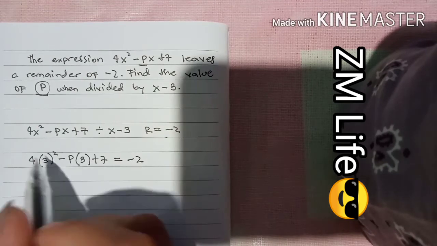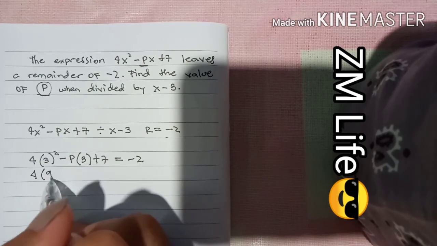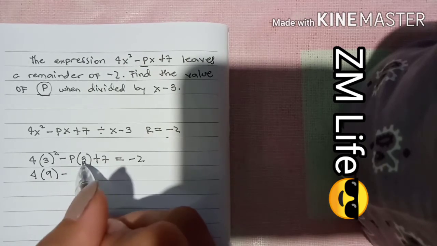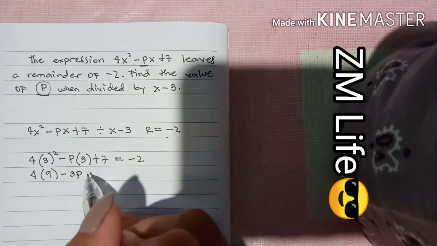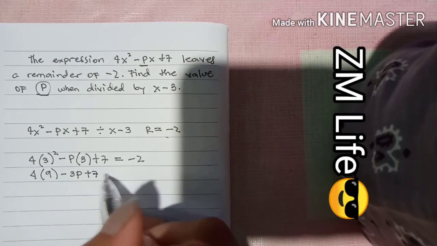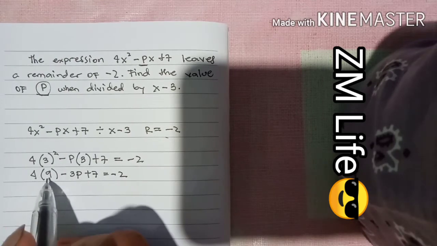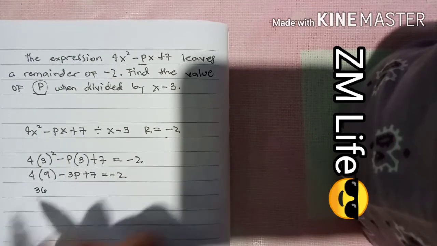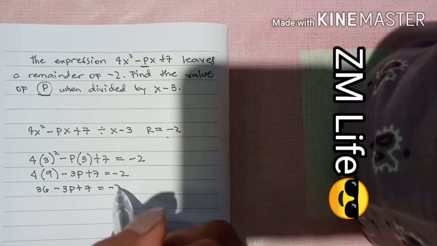Okay, next. Copy 4. 3 squared is equal to 9. Minus, pagsamahin na, so, p times 3, magiging siyang 3p or p3. Ikaw bahala kung alin gusto mong mauna. Anyway, pareho lang naman din yan. So, plus 7 equals negative 2. Okay, next. 4 times 9 is equal to 36. Minus 3p plus 7 equals negative 2.